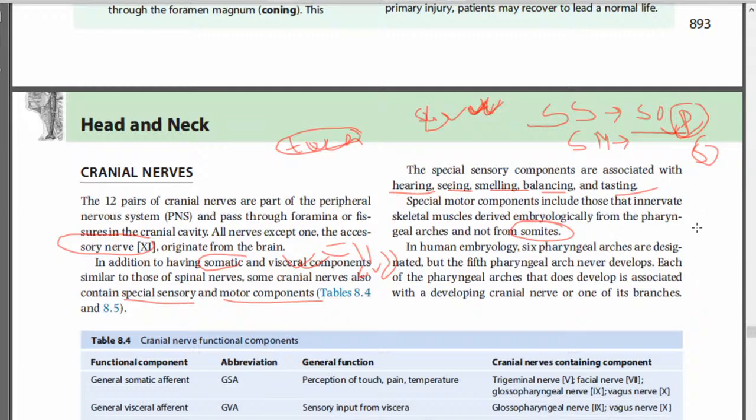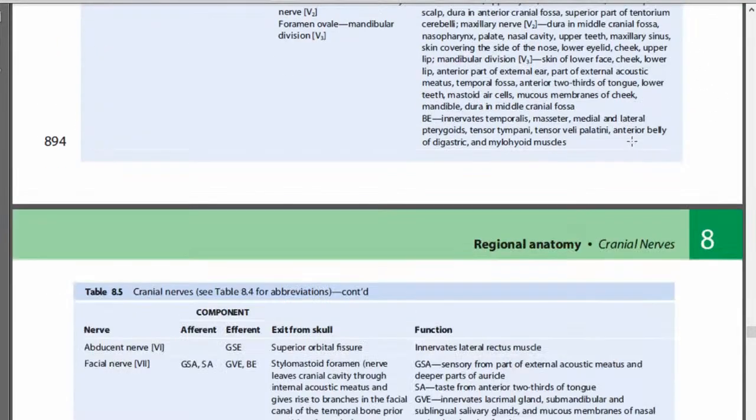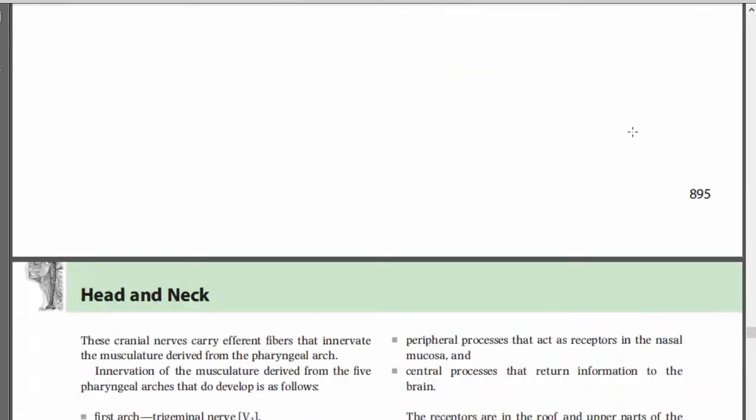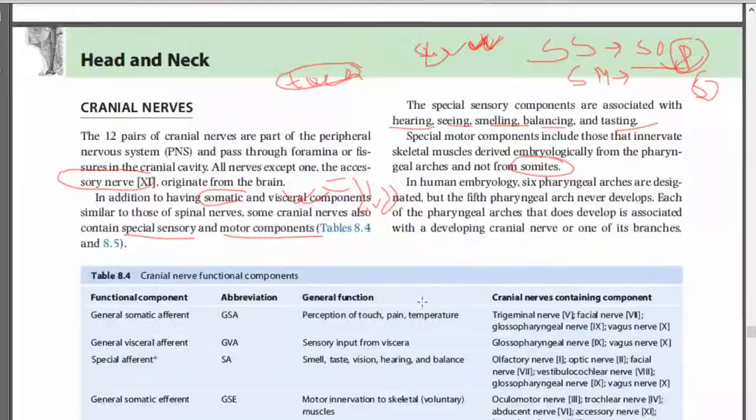So while the pharyngeal arch develops, this cranial nerve develops as well. Just a minute.